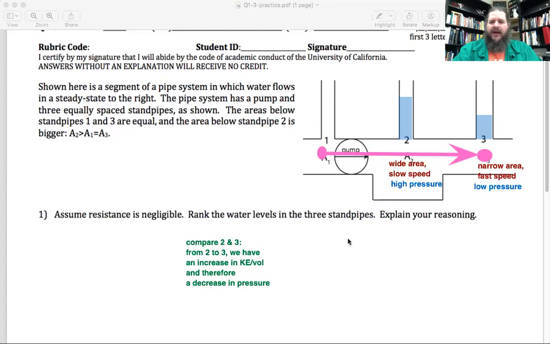Is there any difference in height from 1 to 3? Right, no difference in height. So we can ignore the rho g delta y term. 1 and 3 are at the same height as each other. Any difference in speed squared from 1 to 3? What's really the actual indicator for kinetic energy density?